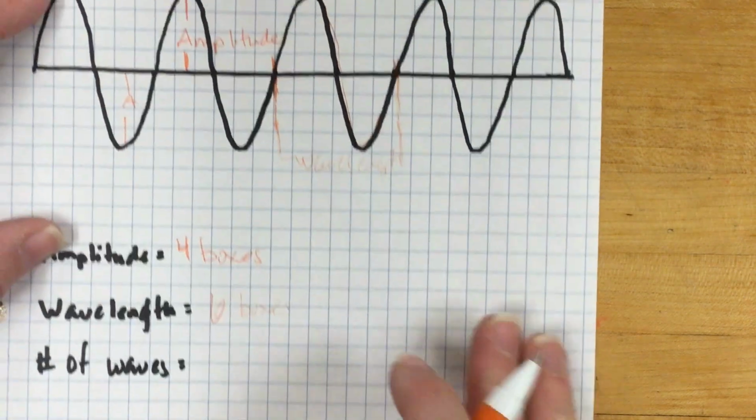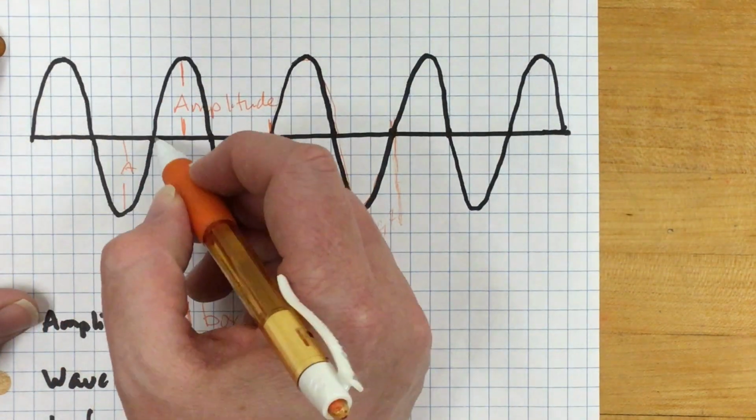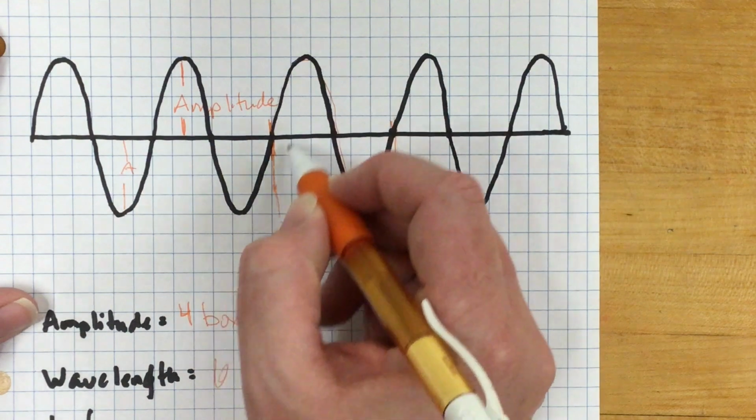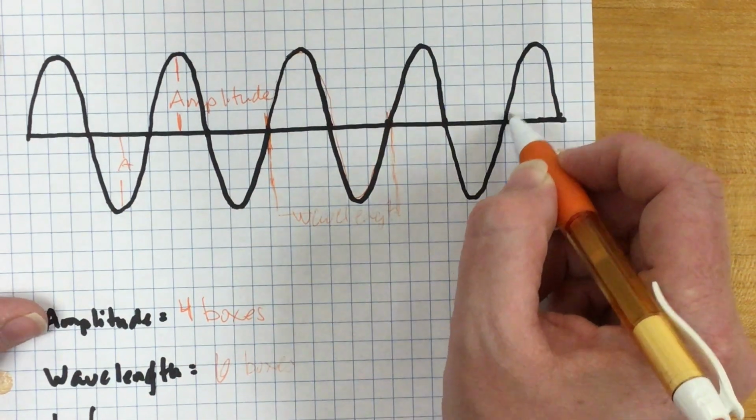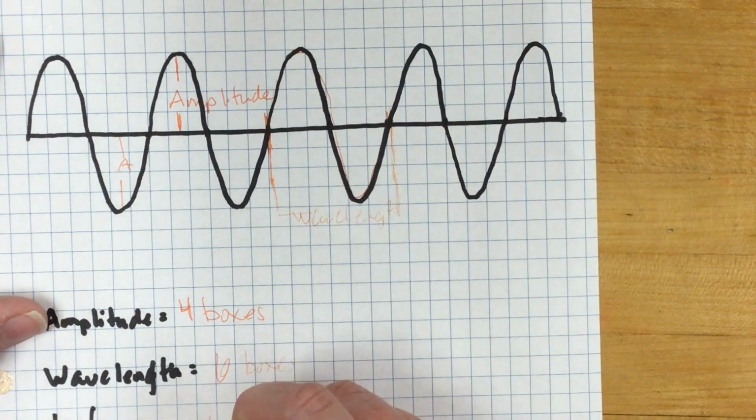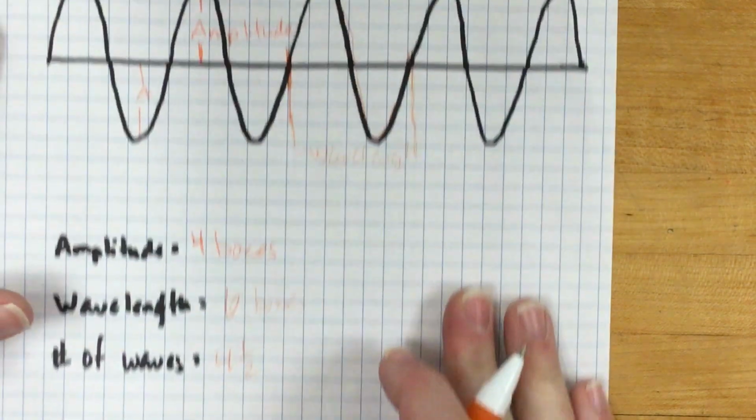And if I talk about the number of waves, I would have 1, 2, 3, 4, and this would just give me a half. So I would have 4 and 1/2 waves here.